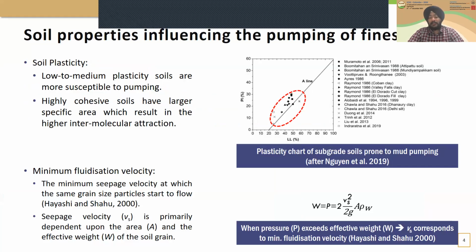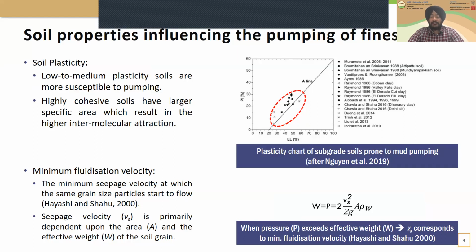Firstly, the soil plasticity. You can see from the figure on the top right that soils having a plasticity index between 5 and 30 are more vulnerable to mud pumping. Highly cohesive soils, on the other hand, due to the higher intermolecular attraction forces of these soils, tend not to fluidize under railway tracks.